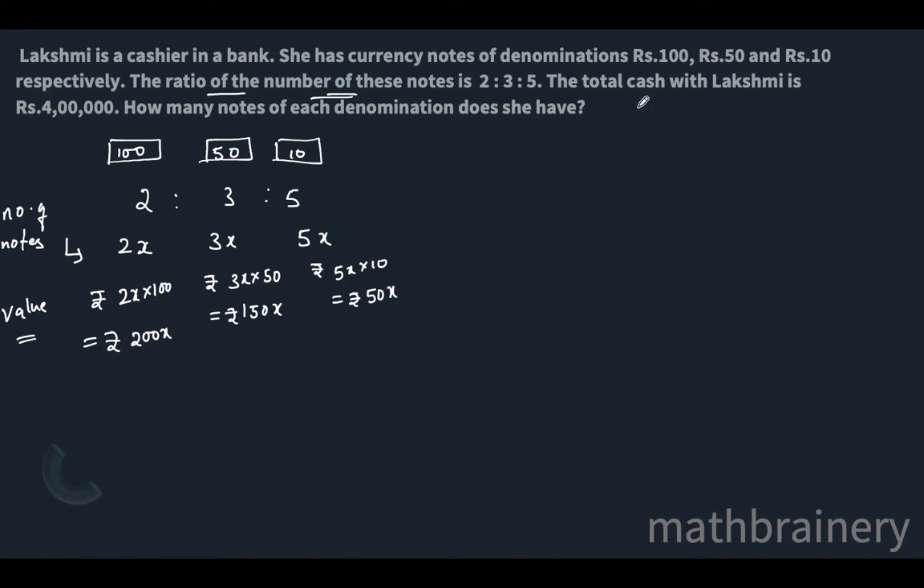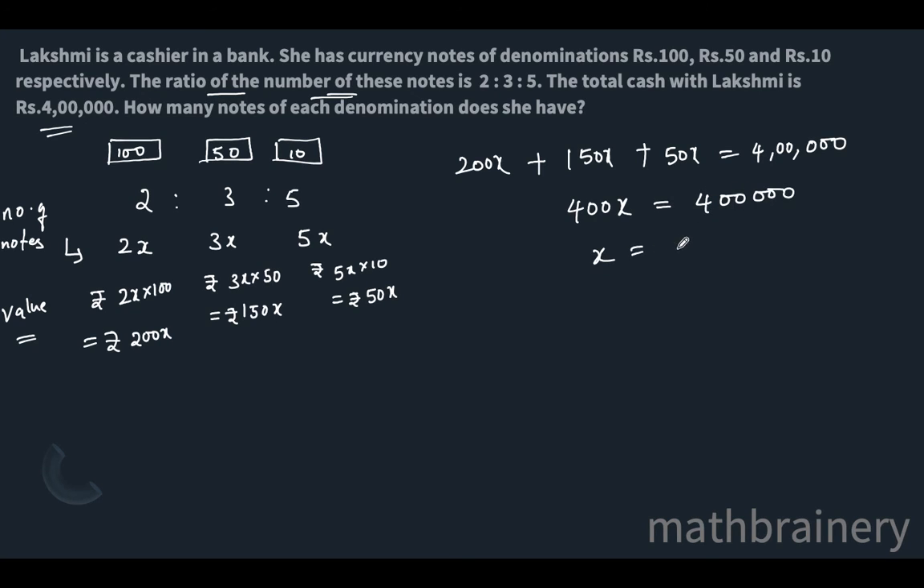Now what is the next condition? The total cash with Lakshmi is 4 lakh rupees. That means the sum of all these must be equal to 4 lakhs. So 200x plus 150x plus 50x must be equal to 4 lakhs. Let's simplify. 200 plus 150, 350, 350 plus 50 is 400. 400x is equal to 4 lakhs. That means your x must be equal to 4 lakhs divided by 400. Cancel off these two zeros. 4 thousands is 4,000. So the value of x is 1000.